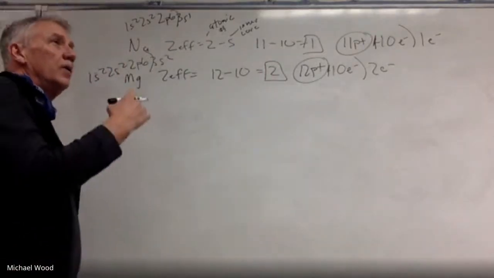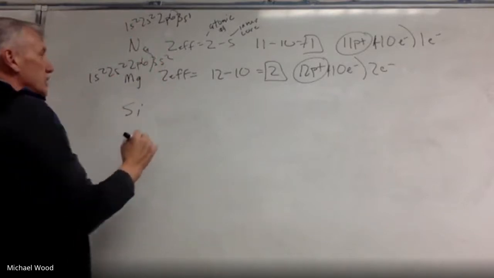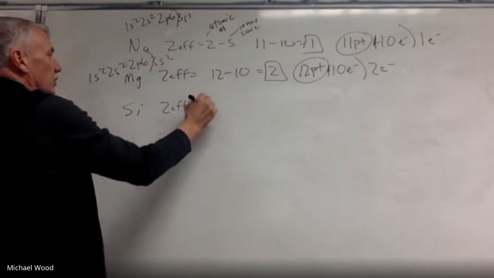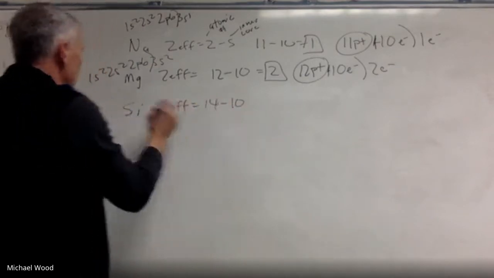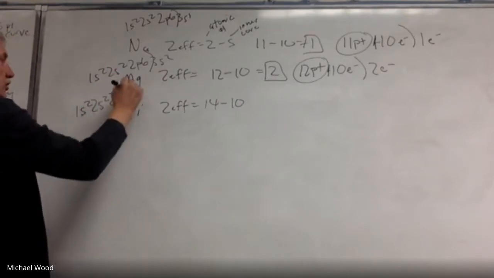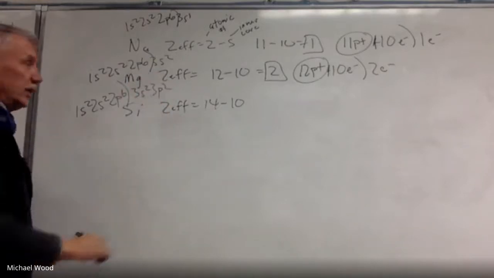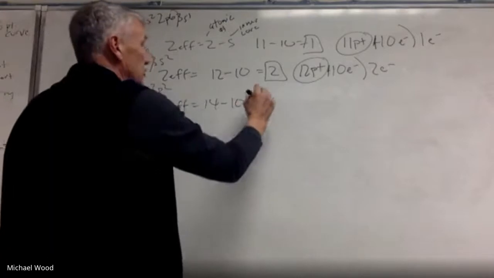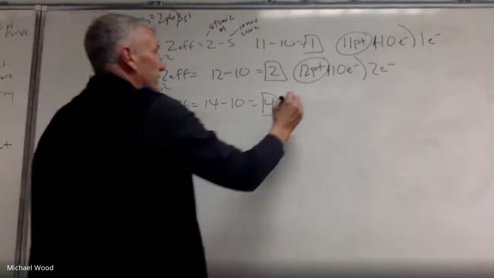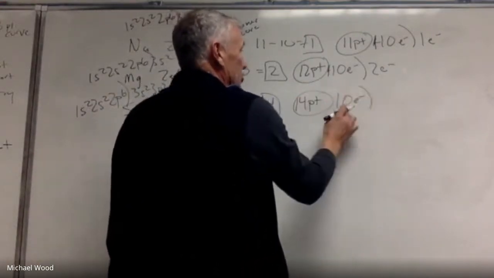Let me just go on to silicon, skipping aluminum. Silicon is element 14, so its Zeff would be 14 minus 10. Silicon is 1s2, 2s2, 2p6, so there are the inner core electrons, then 3s2, 3p2, which are the outer shell, so I've got 4. This means the nucleus has a stronger pull. If I diagram this, now I have 14 protons pulling, and I still have those 10 shielding forces.